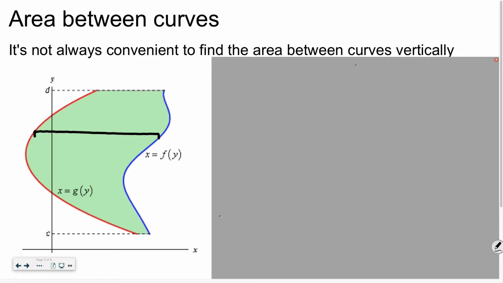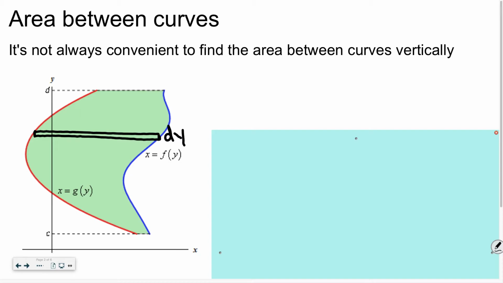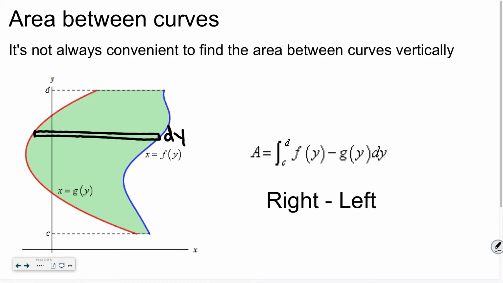with rectangles that are horizontal and have thickness dy. So now instead of vertical rectangles where we take the integral of top minus bottom dx, what we have the option of doing is taking the integral of right minus left function dy. Top minus bottom dx, or now we have right minus left dy.